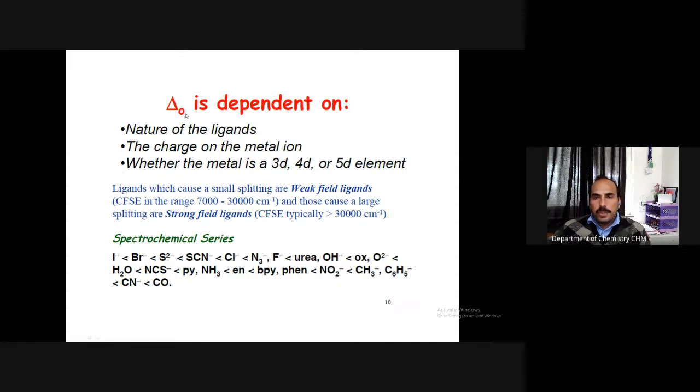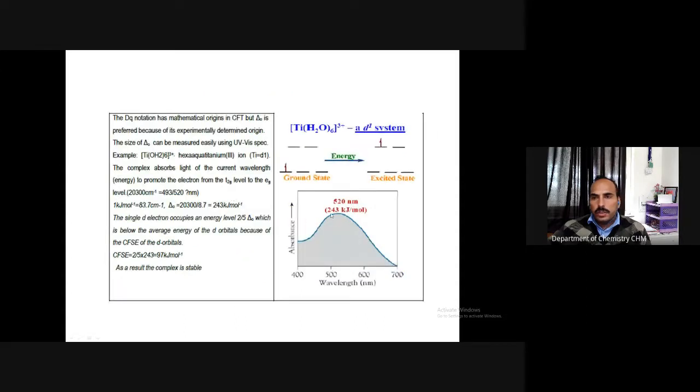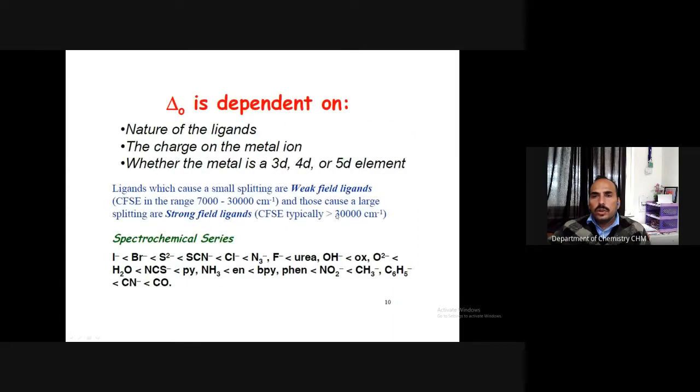As I told you, we need a discussion on how this delta O, that means the gap between the t2g and eg, is varying, and what are the factors affecting it. As I told you in the last class also, the nature of the ligand is important. By making a complex and measuring its electronic spectra, then checking at what wavelength it is causing this shift, you are getting an idea of the delta O.